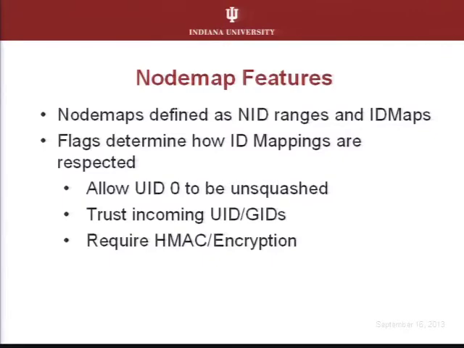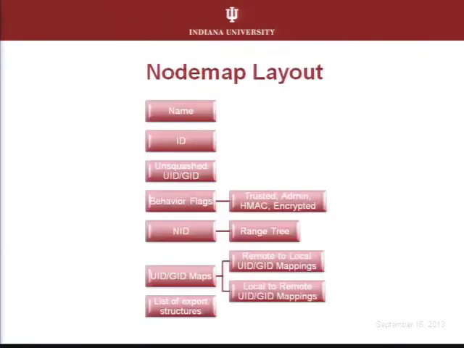The node map features, again, this is something that has been gone over. We define node maps as an NID range and the ID maps that are associated with them, the UID and GID maps, and also flags determining how those ID mappings are respected: whether or not we allow UID 0 to be unsquashed, whether or not we trust UIDs or GIDs of the incoming requests, because some systems are within our UID space and some systems are outside it. And also what security flavor a node map will require.